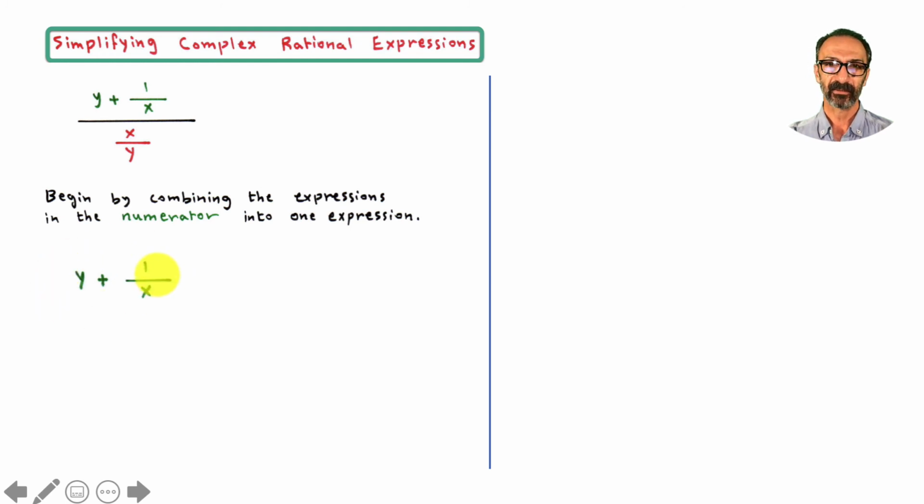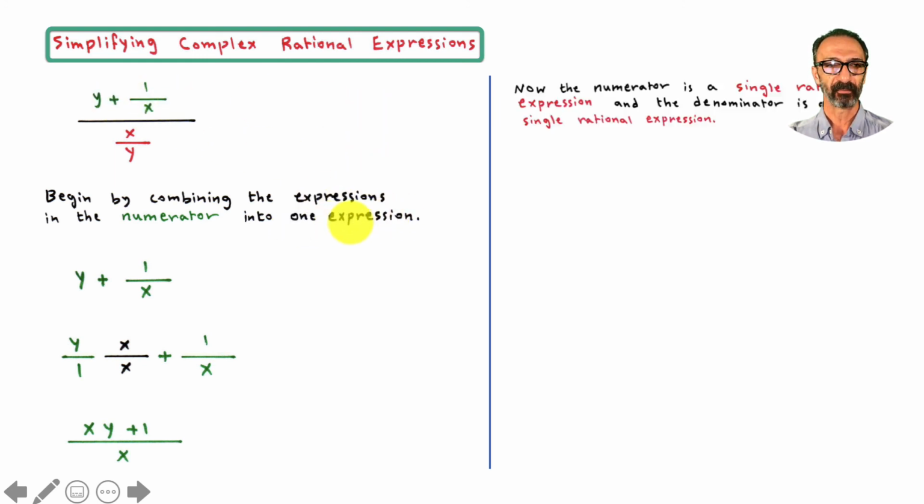How do you add these? I need a common denominator, so look at this as y over 1. Between 1 and x, that should be x. So this one is missing the x. This has the x. We'll bring it in. We add them up. Now it's xy over x plus 1 over x, which becomes xy plus 1 over x. Now this is my new numerator as one package, one fraction, not like a sum of two things.